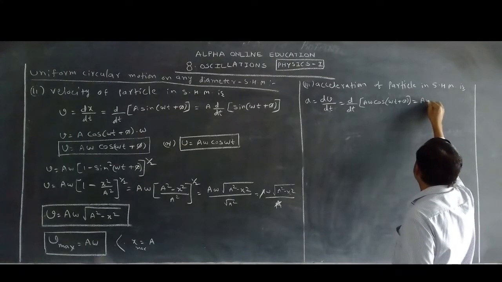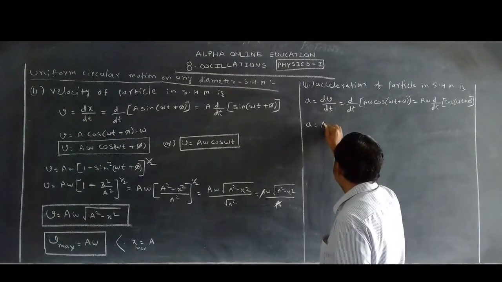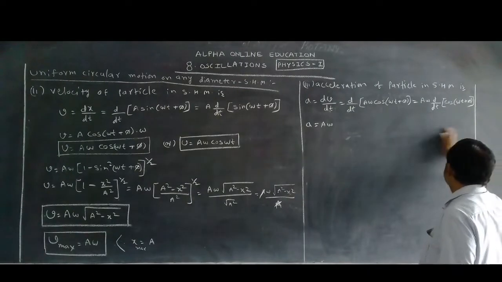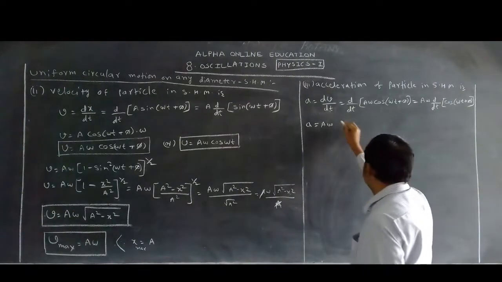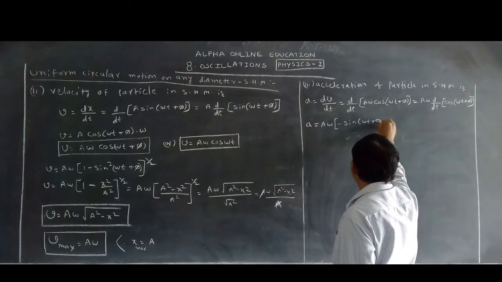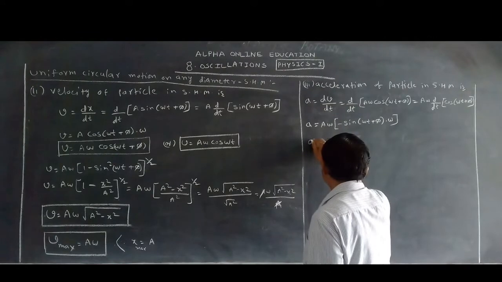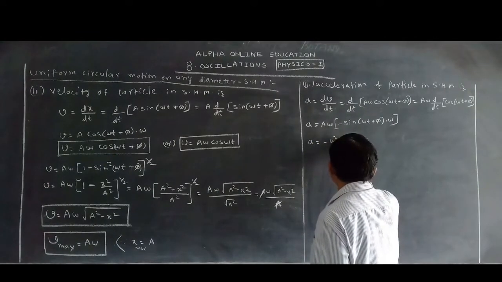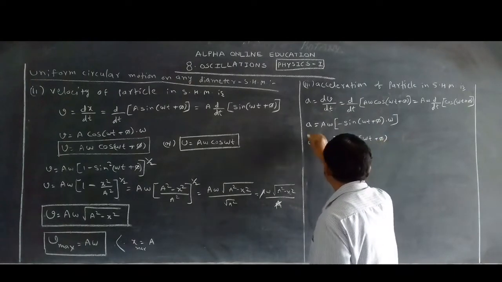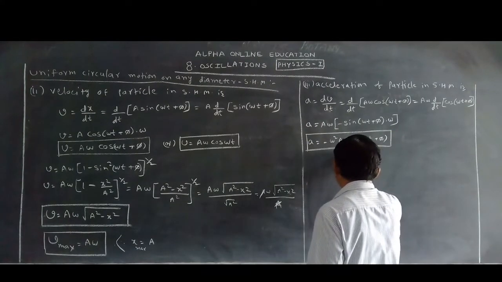Now A omega is common; here I have taken A omega as common. Again, what is the differentiation of cos(omega t plus phi)? The differentiation of cos(omega t plus phi) is minus sin(omega t plus phi) into omega. So what happened? a is equal to minus omega square A sin(omega t plus phi). This is the equation.